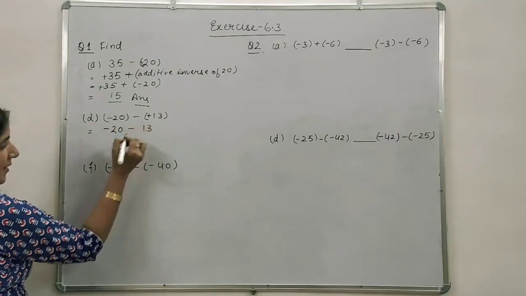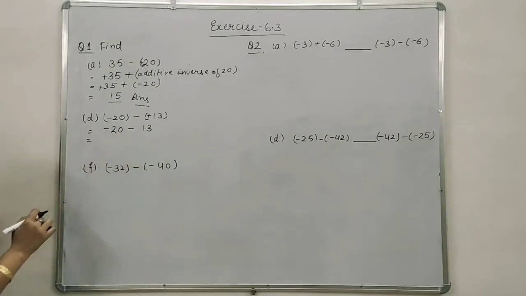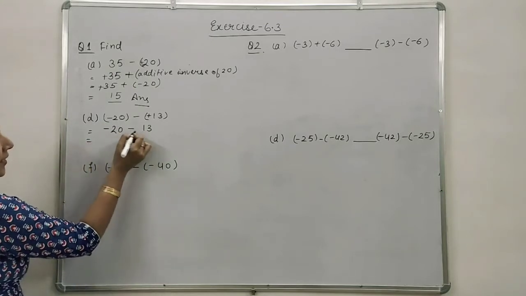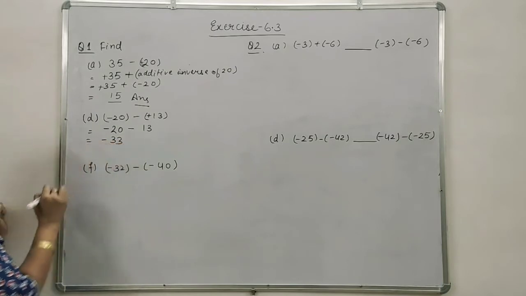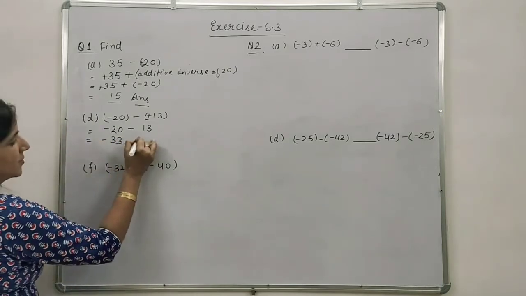So it will become minus 13 and minus 20 and minus 13. Same sign, so we can add them. So it will become 20, 30, 33. So minus 33 here it will come. So this is the answer.